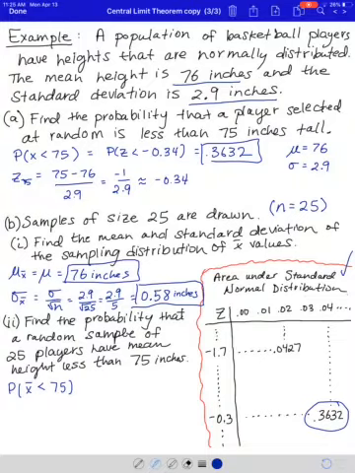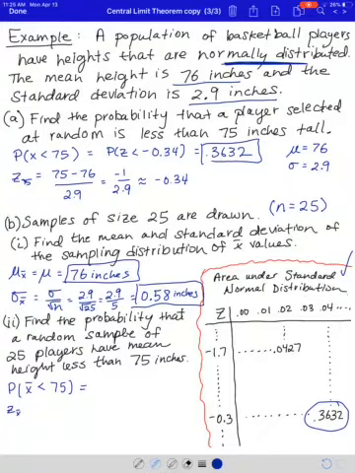However, our original distribution is normal, right? And if the original distribution is normal, then it doesn't matter the sample size. The sampling distribution will always be normal in this case. Okay, so we still get to use the central limit theorem. All right, so let's find this probability. And what we need to do is compute the z-score.